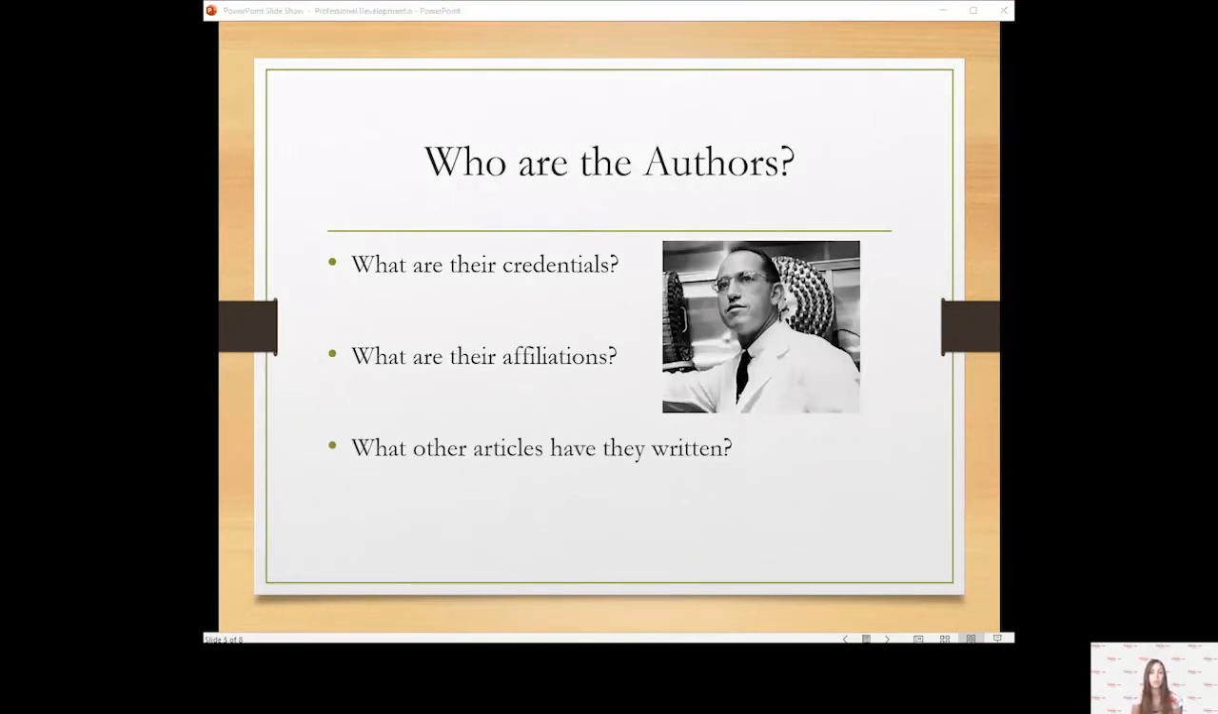You will also want to look at who the authors were of the study and what their credentials were. You'll want to look at what degrees they have and if their degrees were on the topics that they're writing about. Look at the universities or affiliations that they have and ask yourself if they have a good reputation. Another question to consider is, have they written other articles on the same topic, and are they considered an expert in the field?